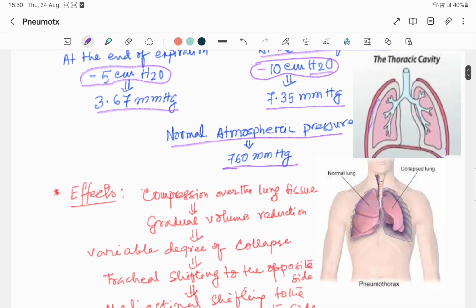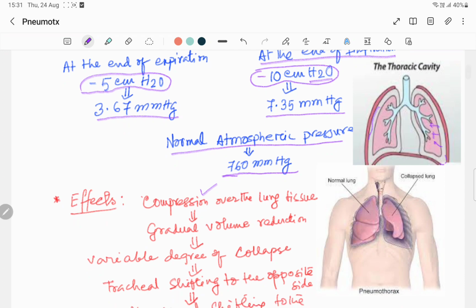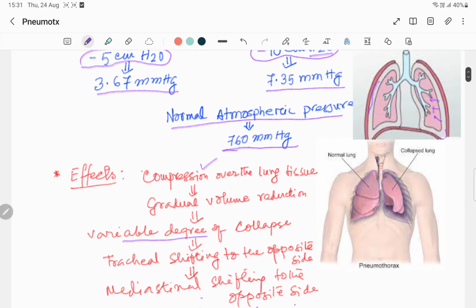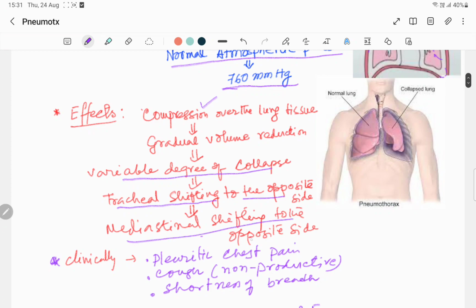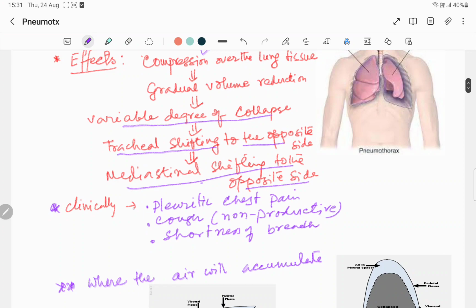Now, what is the effect of accumulation of air in this intrapleural space? Gradual compression over the lung tissue resulting in gradual volume reduction, and variable degree of collapse thereafter, eventually tracheal shifting to the opposite side and mediastinal shifting to the opposite side. Clinically, patient may present with complaint of pleuritic chest pain, cough, shortness of breath.